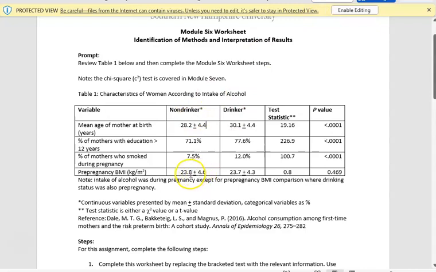Different down here, where this has a larger standard deviation than this. So BMI numbers are more spread out or more varied in non-drinkers.